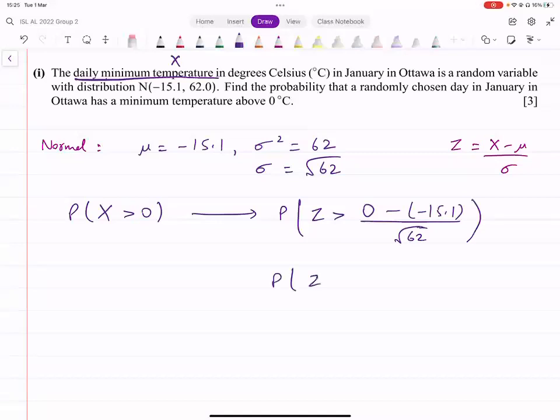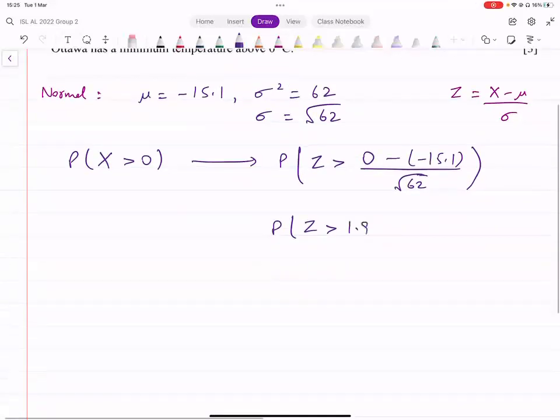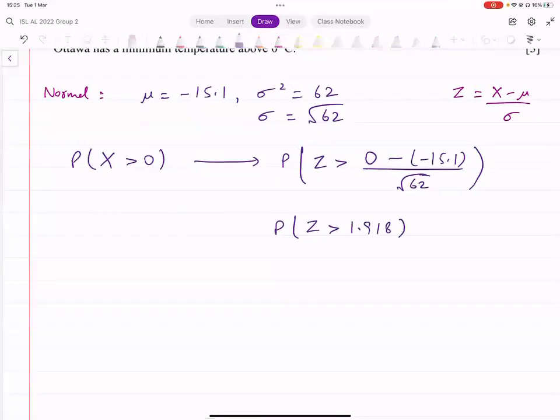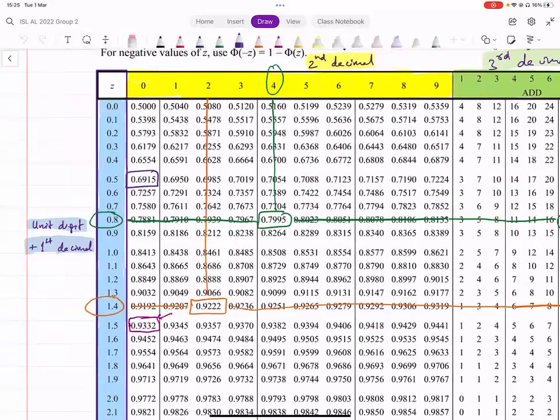What value of z do we get? Z greater than what? ये क्या आता है? क्या value आती है? 1.918.